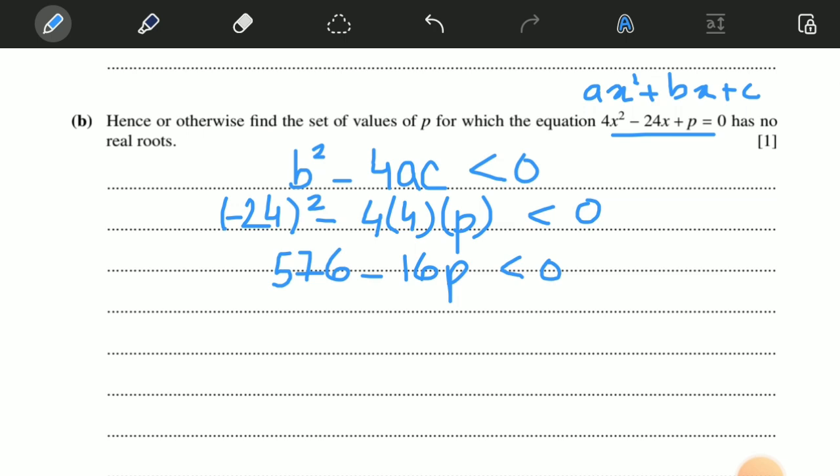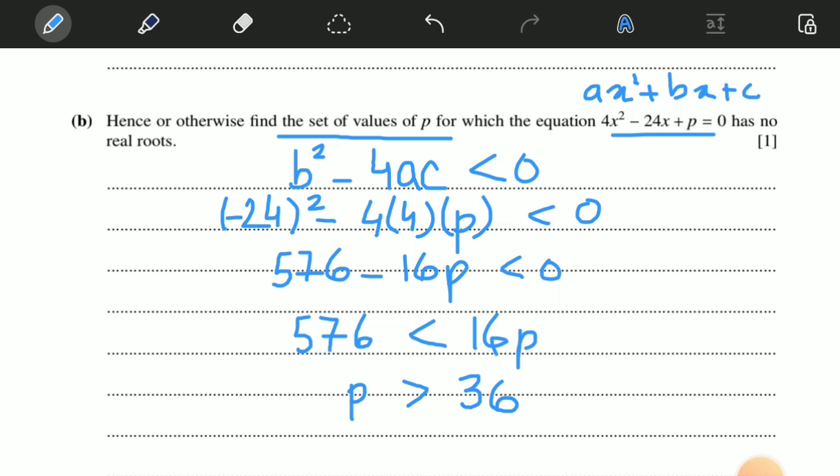Then shifting the 16p to the other side of the equation, it becomes positive 16p, and 576 over here. So this gives you p is greater than 576 over 16. When you do it on the calculator, you will get p is greater than 36. Okay, so this is the first way to find the solution. We get that for the set of values greater than 36, this equation has no real roots.